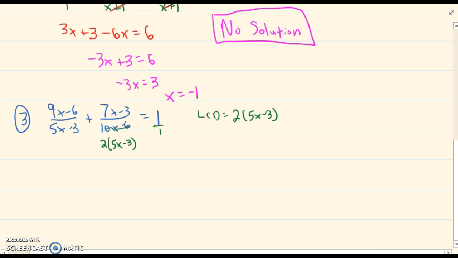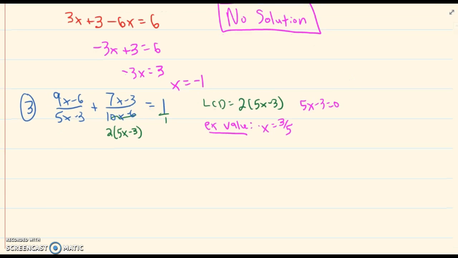And so our excluded value would essentially just be this part here. I don't worry about that 2 because 2 cannot equal 0. This would be 5x minus 3 equals 0. And so let me put it on the side here. When I solve that for x, I get 3 over 5. So that's my excluded value. If I get that as an answer, not a problem.